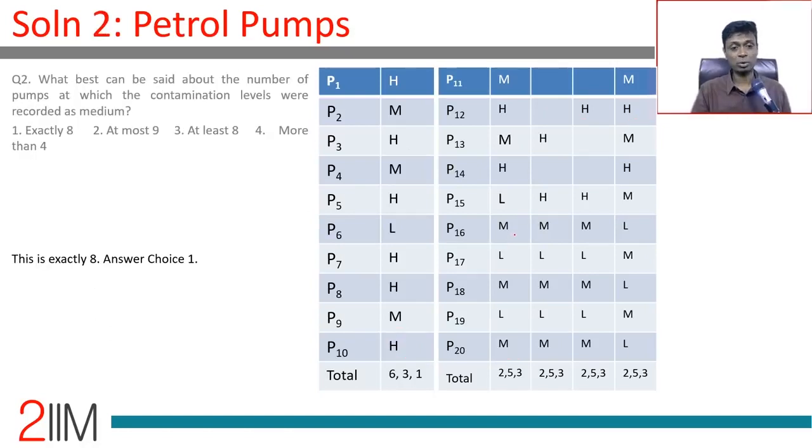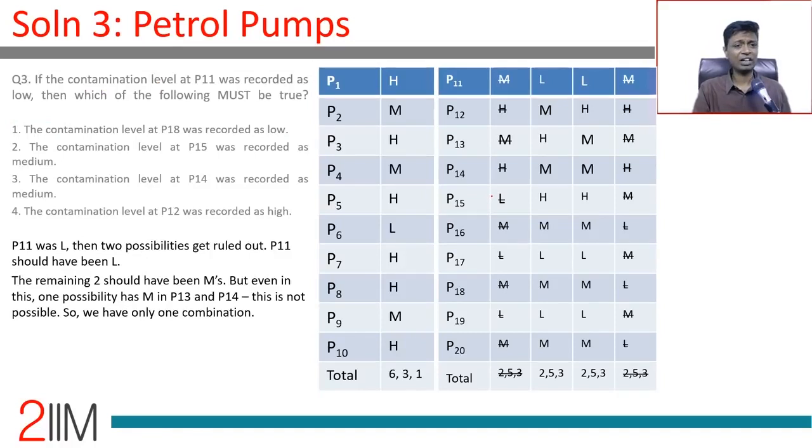What best can be said about the number of pumps at which the contamination levels were recorded as medium? We know the number HML is 884. Medium level is 8 exactly. It cannot be 11, it cannot be 5. We've already seen that, established it clearly. It has to be 8 totally. The best statement is exactly 8. Remember that this, more than 4, is also correct. Best can be said. What is narrowing it best is exactly 8.